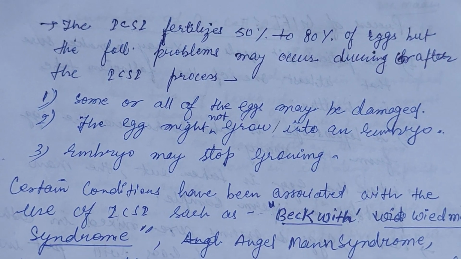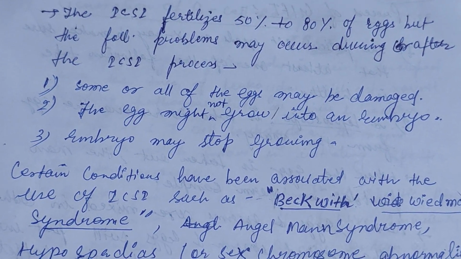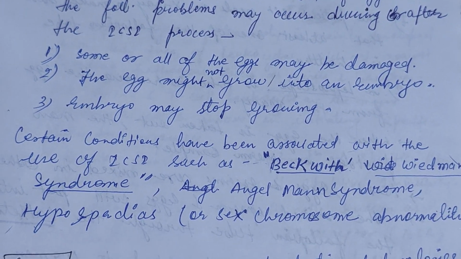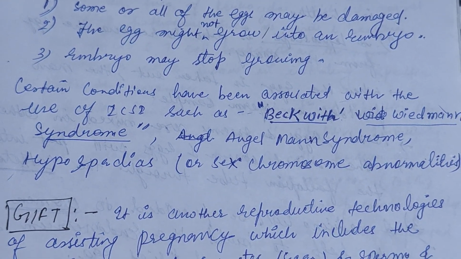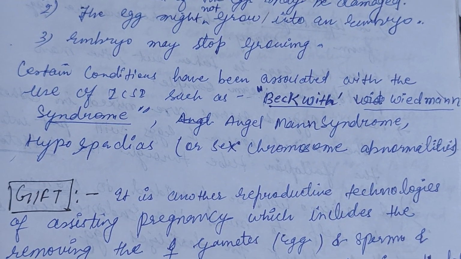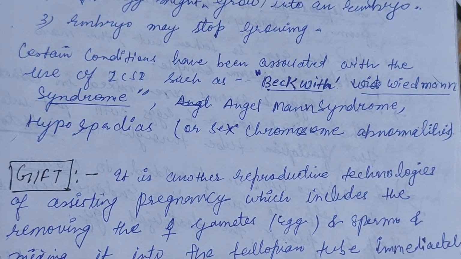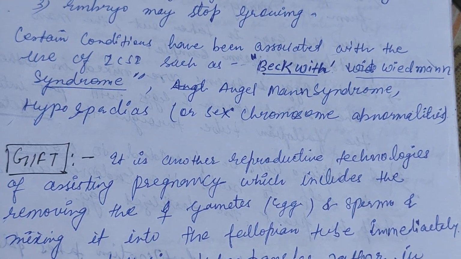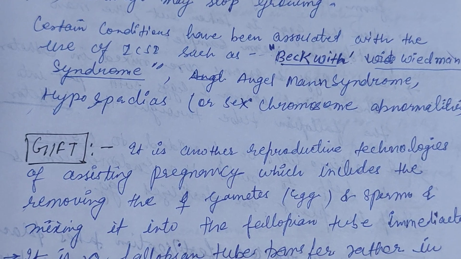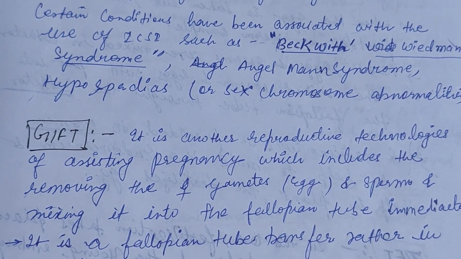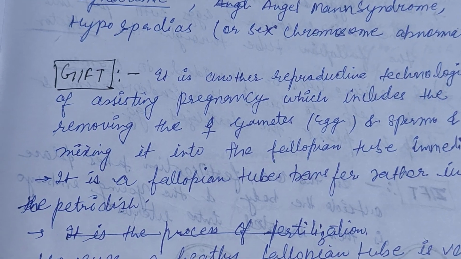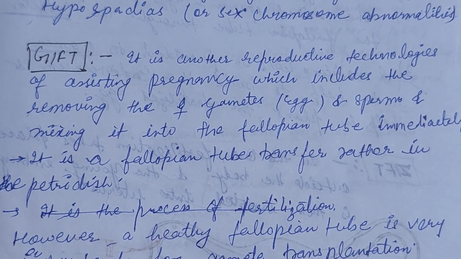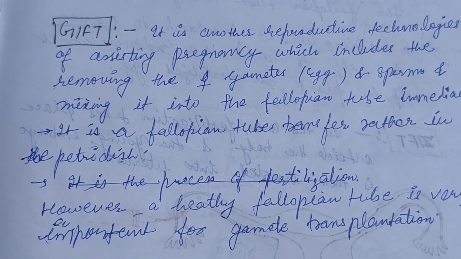During the ICSI process, there may be some problems, like some or all of the eggs may be damaged. The eggs might not grow into an embryo, or may stop growing. Certain conditions have been associated with the use of ICSI, such as Beckwith-Wiedemann syndrome, Angelman syndrome, hypospadias, or sex chromosome abnormalities.